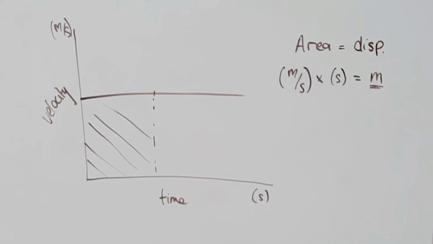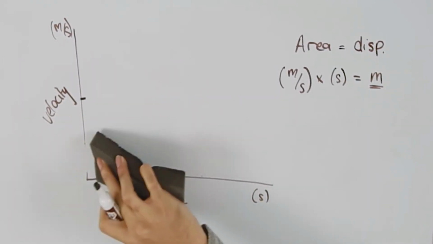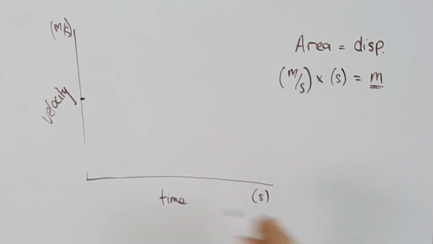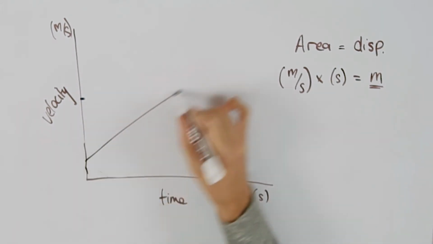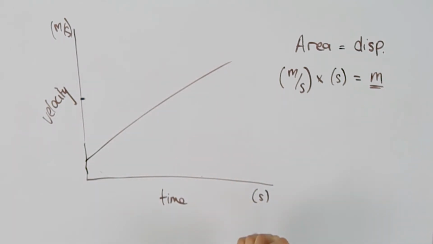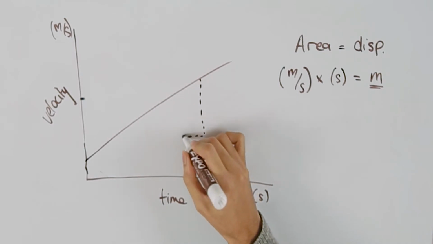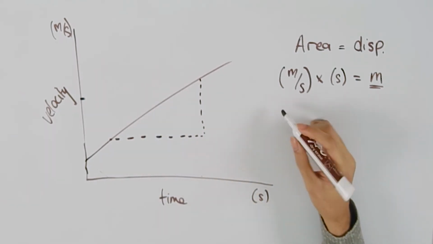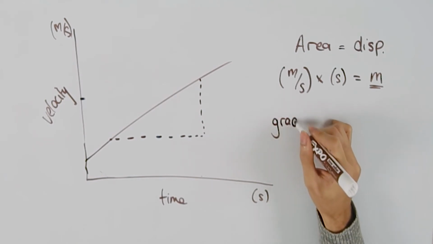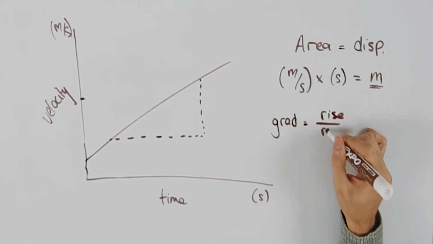Okay, now let's look at the gradient. So let's say we had a slightly different curve instead that had a constant gradient. So our curve was something like this. Now how do you work out the gradient? We want to do rise over run. So hopefully you remember gradient equals the rise over the run.